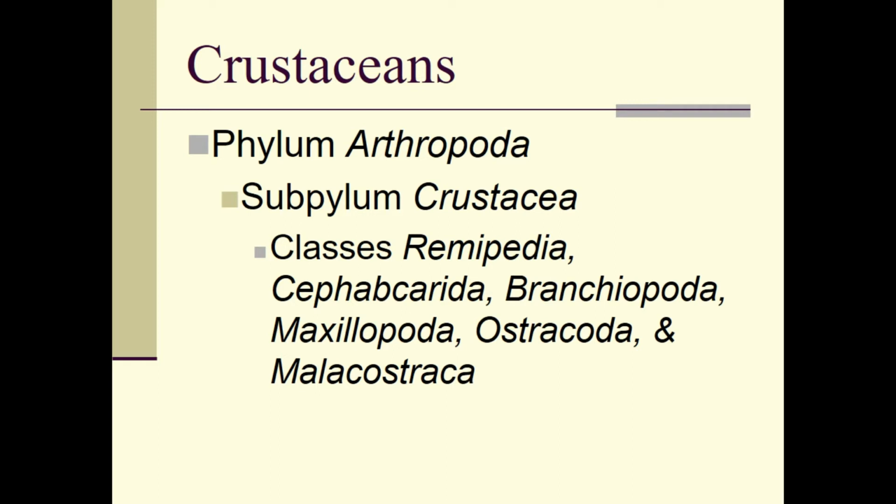This is the phylum Arthropoda, and we are going to be looking at subphylum Crustacea. Here are some of the major classes of crustaceans. We have Remipedia, Cephalocarida, Branchiopoda, Maxillopoda, Ostracoda, and Malacostraca. Okay, so I'm not going to be asking you all of the different classes, but just to give you an idea of some of the ones that are out there.